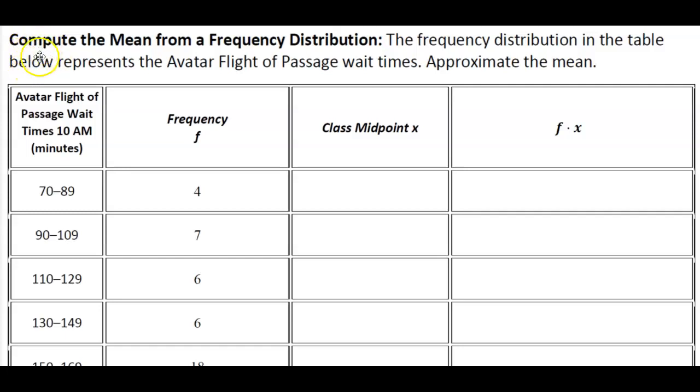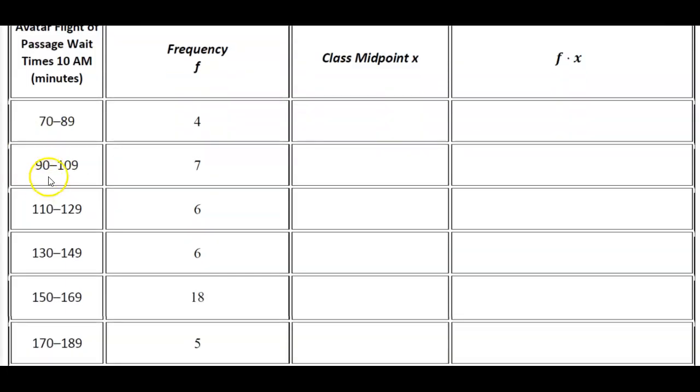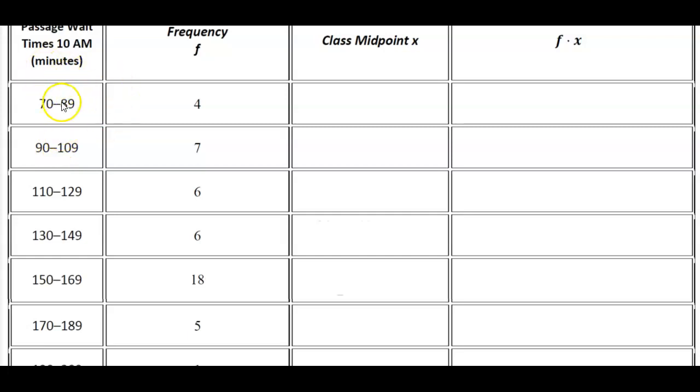In this example, we want to be able to compute the mean from a frequency distribution. The frequency distribution in the table below represents the Avatar Flight of Passage wait times in minutes, and we want to approximate the mean. So in this case, what we have is a frequency distribution.